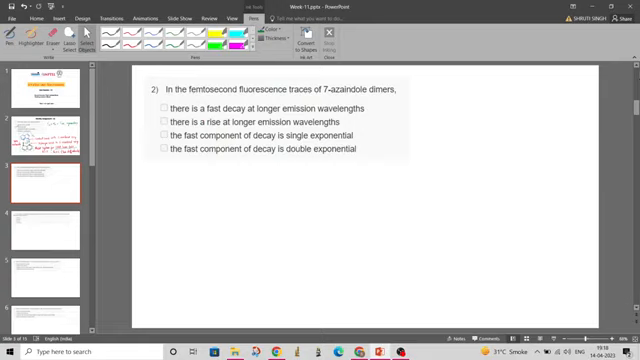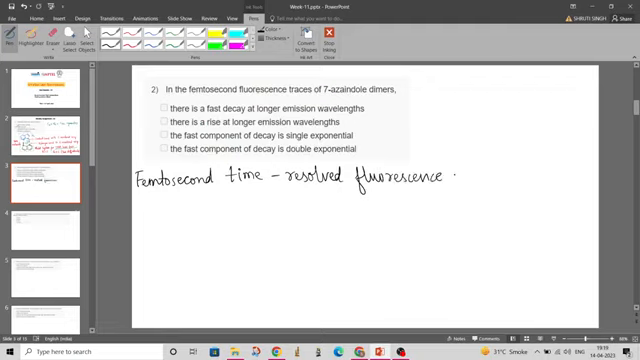So let's see the time resolved femtosecond time resolved fluorescence of 7AI dimer. So in 7AI dimer, what happens is the proton transfer, double proton transfer.